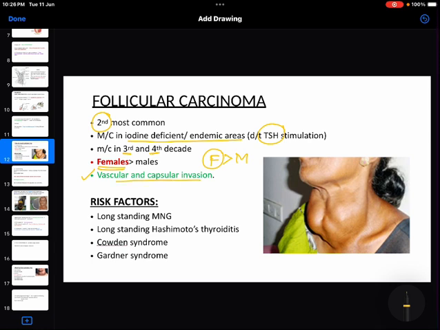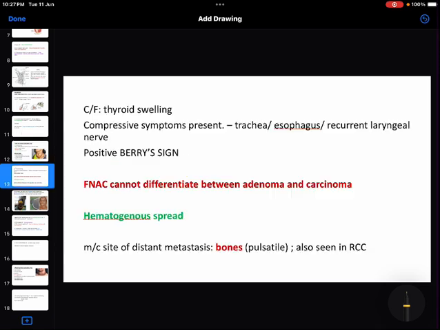The risk factors of follicular thyroid carcinoma: any long-standing multinodular goiter can turn into follicular carcinoma. Long-standing multinodular goiter and long-standing Hashimoto's thyroiditis have an increased risk of developing follicular thyroid carcinoma. Also, Cowden syndrome and Gardner syndrome are associated with follicular thyroid carcinoma. In papillary thyroid carcinoma, we saw radiation exposure as a risk factor, and also thyroglossal cyst. Long-standing thyroglossal cyst is a risk factor of papillary thyroid carcinoma. In follicular thyroid carcinoma, multinodular goiter and Hashimoto's thyroiditis are the risk factors.